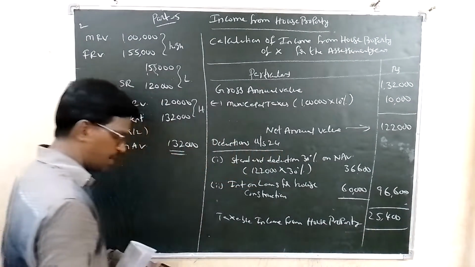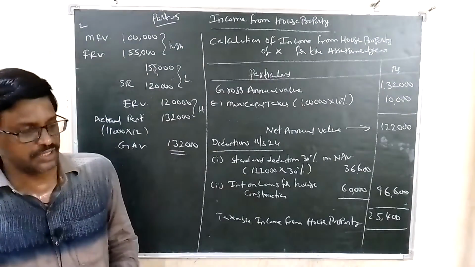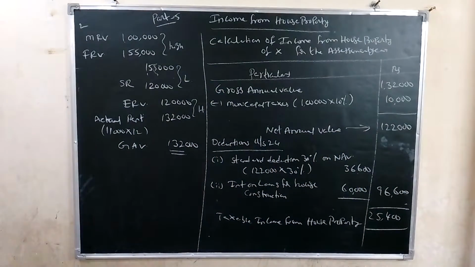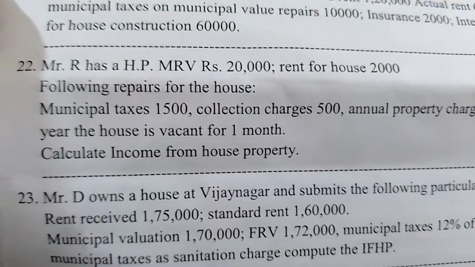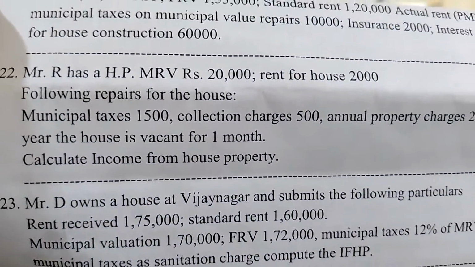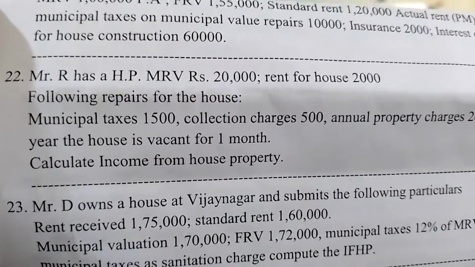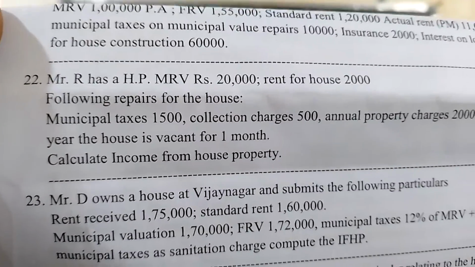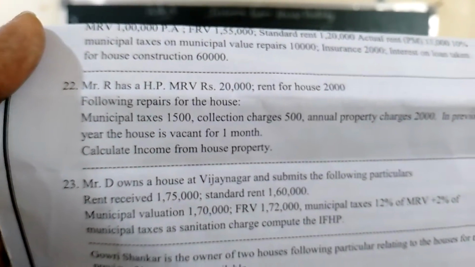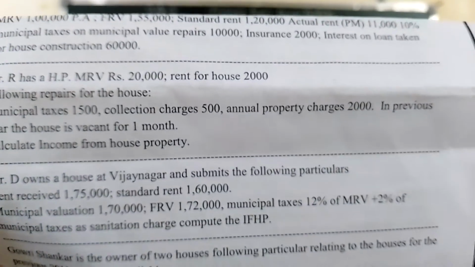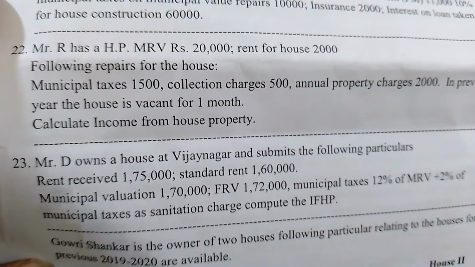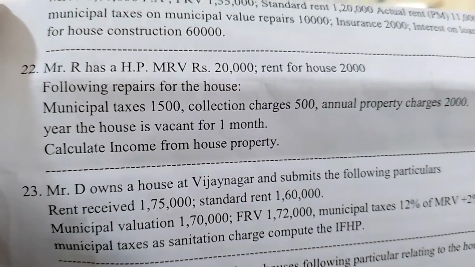Okay, this is the problem. Next, we have to see another problem also. Mr. R has a house property. Municipal rental value 20,000. Rent for the house 2,000 rupees per month. Following repairs for the house. Municipal taxes 1,500. Collection charges 500. Annual property charges 2,000. In the previous year, the house is vacant for 1 month. Calculate income from house property.